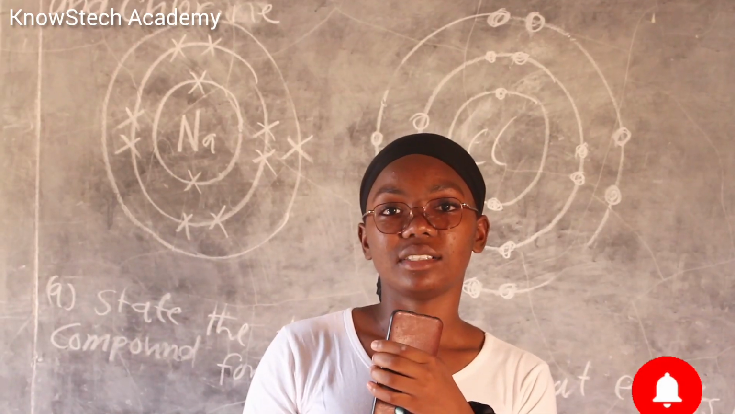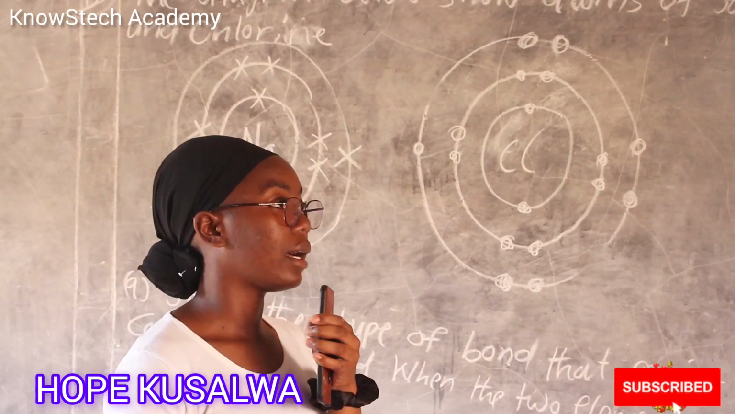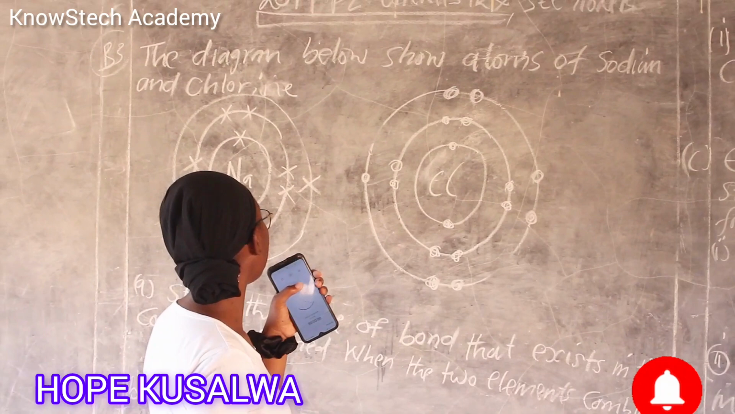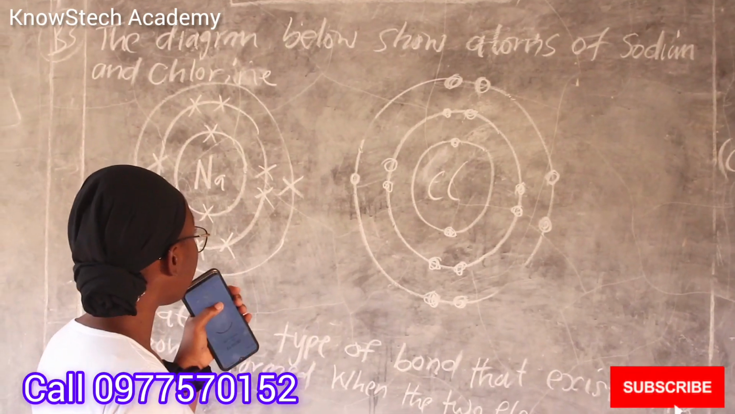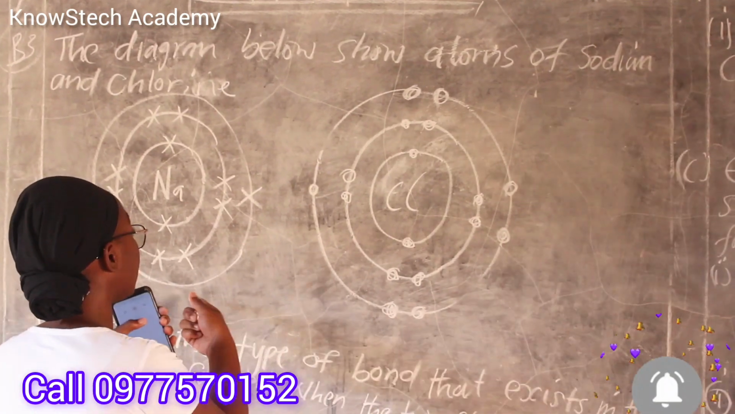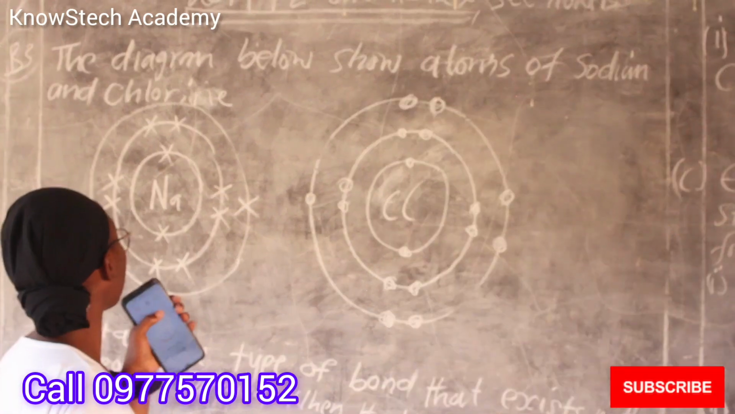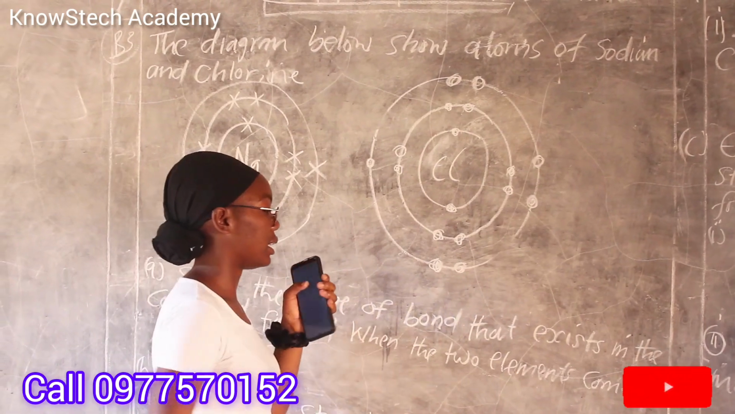Greetings everyone. So today in chemistry we're going to be answering a question paper coming from 2019 paper 2 question B3, and it reads, the diagram below shows atoms of sodium and chlorine. So this is sodium and chlorine. And on our question where it says the diagram below shows atoms of sodium and chlorine, they're talking about these two diagrams that are over here.